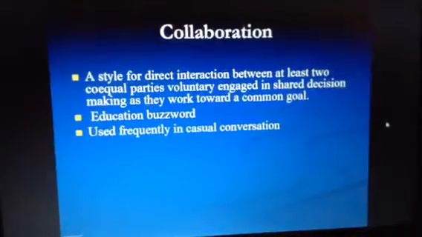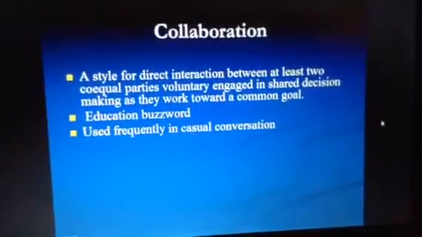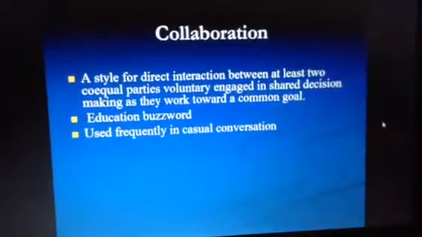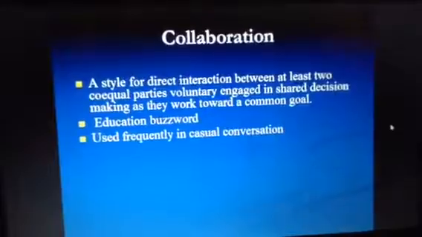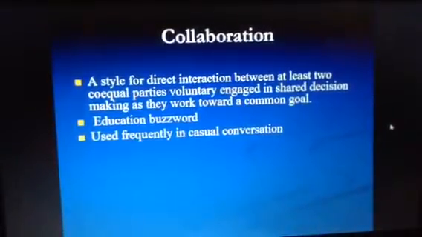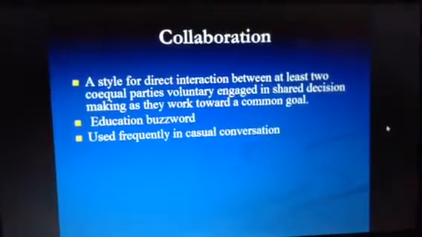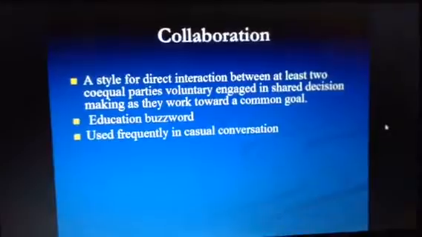Today we're going to talk about collaboration. Collaboration is a style for direct interaction between at least two co-equal parties voluntarily engaged in shared decision making as they work towards a common goal. It is also an education buzzword, and collaboration is used frequently in casual conversation.